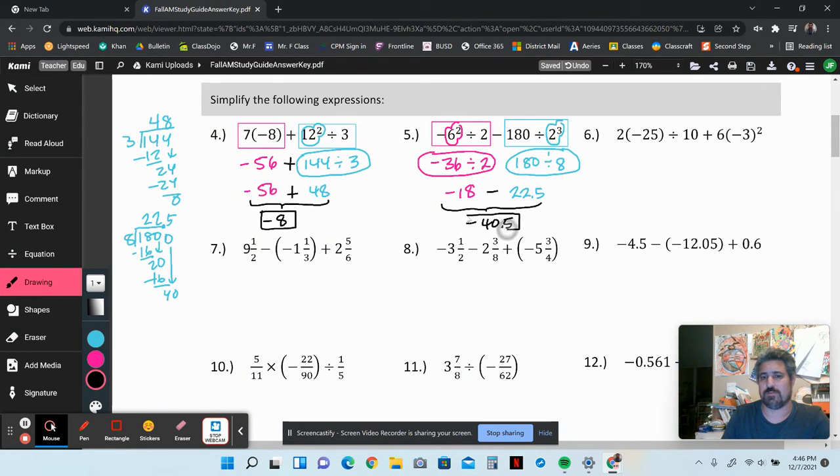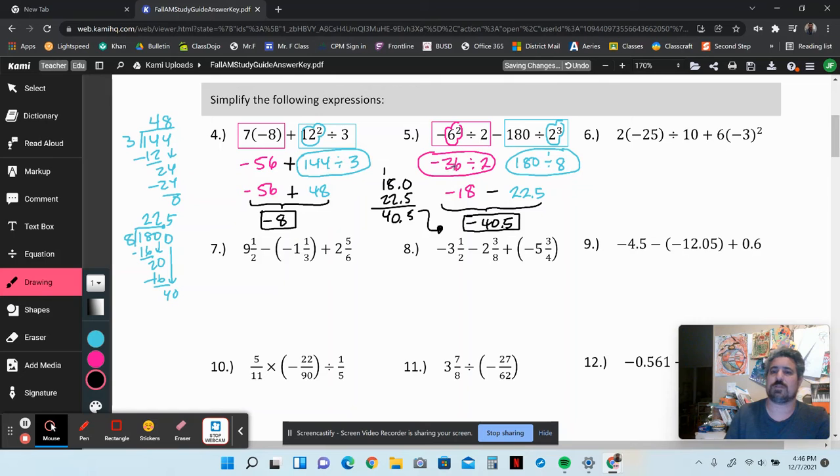Negative 40.5. If you were going to line them up the old-fashioned way, just make sure you line your decimals up right. So it'd be 18.0 plus 22.5. 18.0 plus 22.5, and then when you add it together, you get that very same answer that I just described. Okay, see, there you go.